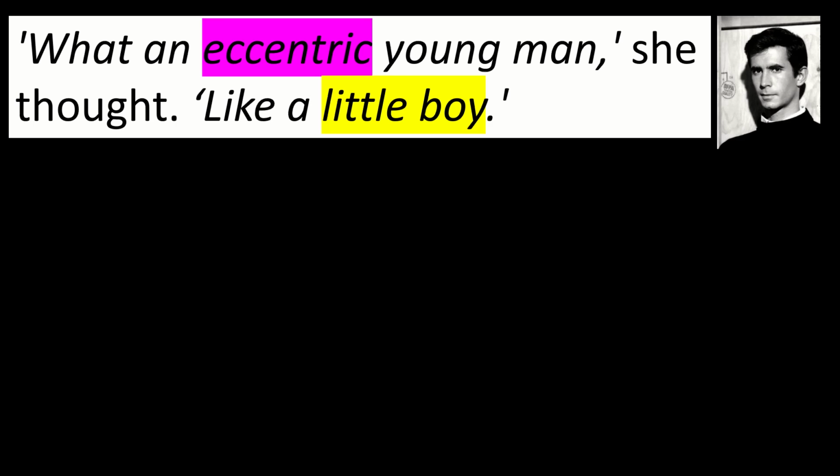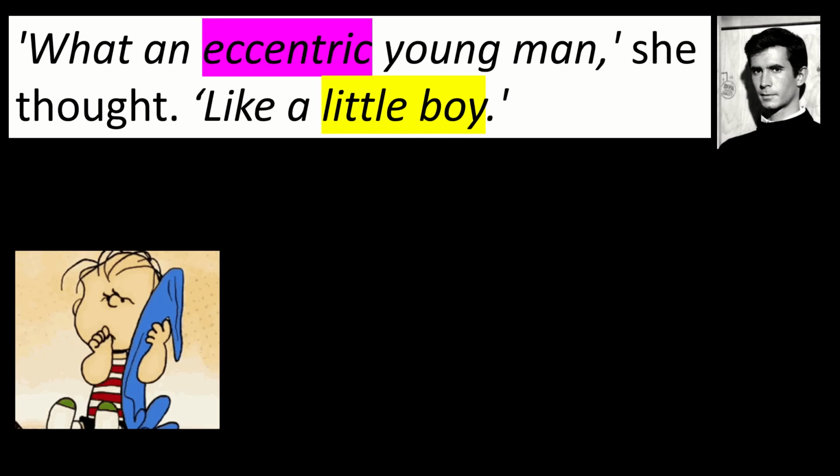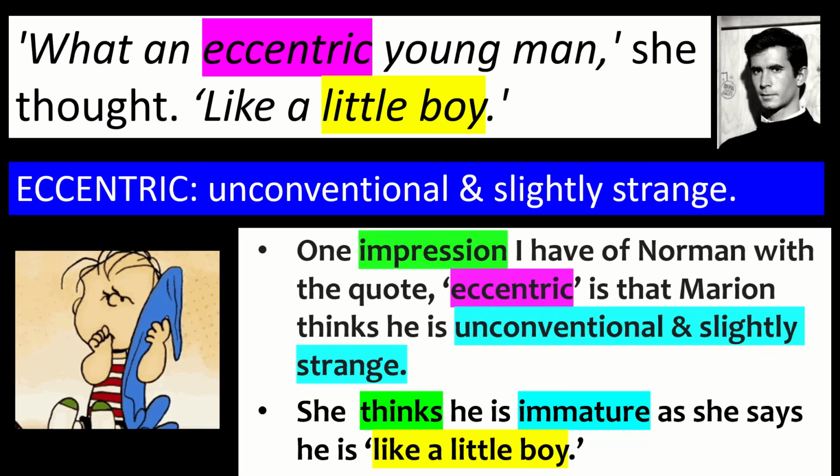So if we go into ones, just a few about Norman. So Marion says, "What an eccentric young man, like a little boy." So what does eccentric mean? So eccentric, be that human dictionary, what does that word mean? It means unconventional and slightly strange. So I've put one impression I have of Norman, the quote eccentric, is that Marion thinks he's unconventional and slightly strange, literally the definition. And then the second one, like a little boy, she uses a simile. She thinks he's immature, as she calls him, like a little boy.